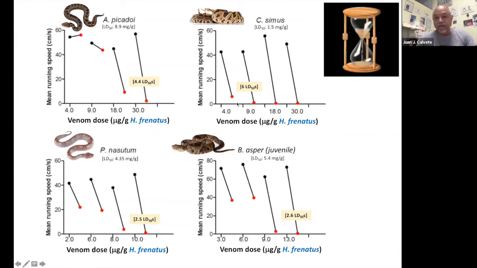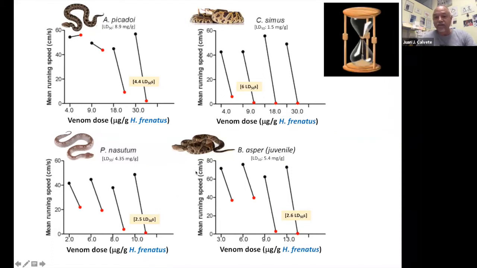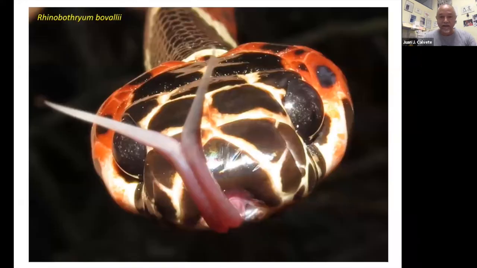more advantages than if the prey can still struggle in your mouth. So this is one thing that should always be taken into account when comparing LD50s, even from different snakes against the same prey type. And you see here, this Atropoides picadoi needs 4.4 LD50s for immobilizing the same prey, but Crotalus simus needs 6 LD50s, and these two need 2.5 LD50. So here, who is more effective in nature? Difficult to say, it depends on the context of the ecological setting.